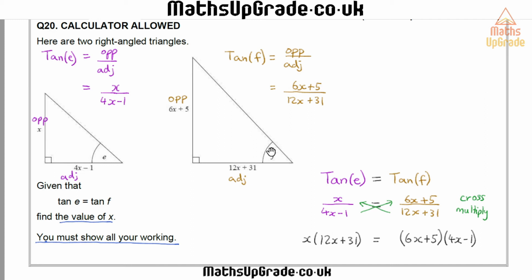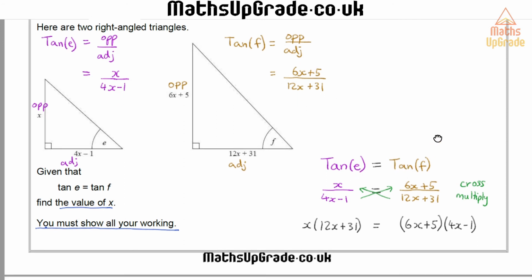And also for this triangle, the tan of f is going to be 6x plus 5 divided by 12x plus 31. Since this purple expression here must equal this brown expression here, I can equate them. And now I'm just going to cross multiply, since that would get rid of the denominators on both sides. So I'm going to do x times 12x plus 31 and 6x plus 5 times 4x minus 1. Remember, I need to put these in brackets here on both sides since I'm multiplying more than one term.